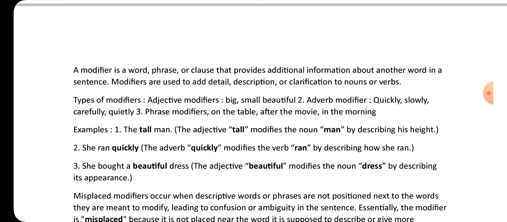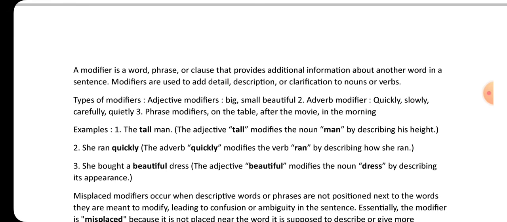And we have the third one, which is phrase or phrasal modifiers. Phrase modifiers, examples are: on the table, after the movie, and in the morning. That is a phrase modifier. Now let's take an example and delve more into the modifier, so we can see how best we can tackle question one.